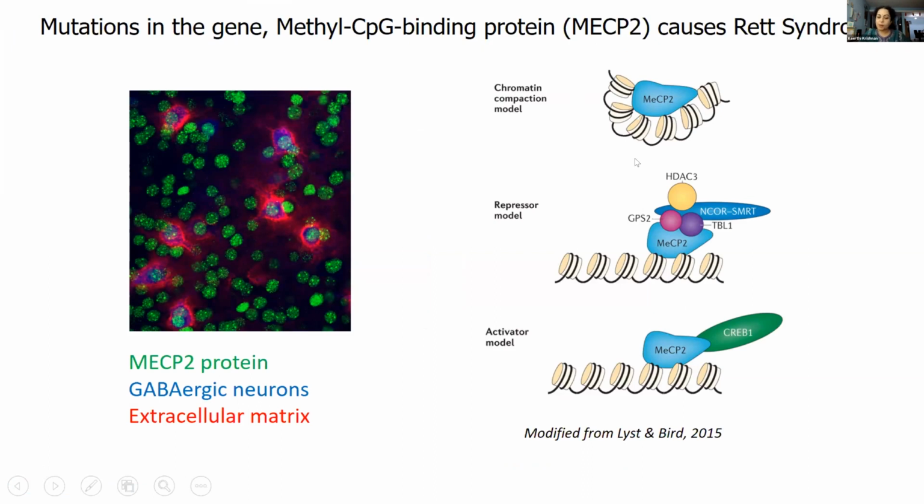MECP2 is thought to be a master gene regulator that could affect chromatin compaction and/or affect gene expression by associating with repressor or activator compounds. The community as a whole is trying to work on this puzzle of understanding how MECP2 function could relate to the Rett syndrome pathogenesis and symptomology throughout life.